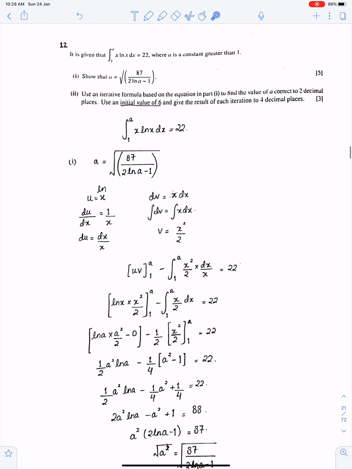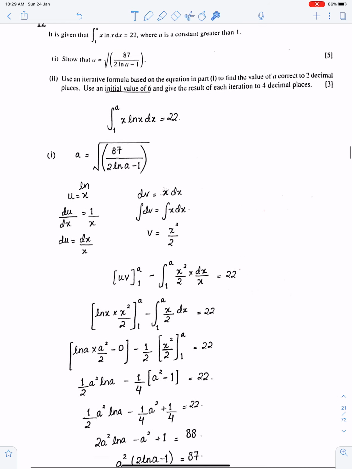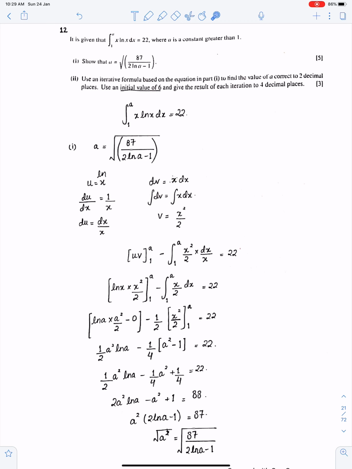Question number 12, it involves integration. You all know integration by parts. By using by parts, we have to show this. I'm leaving part 1. If you want to see the solution, you can, because I'm more interested in iteration. You all have done integration, so you can manage this by parts thing easily.